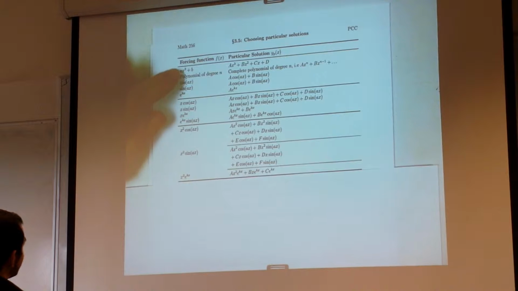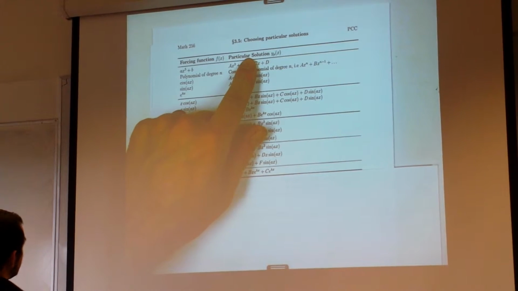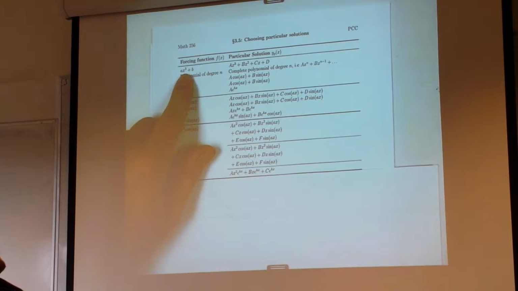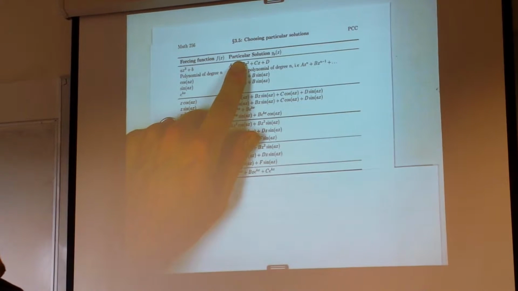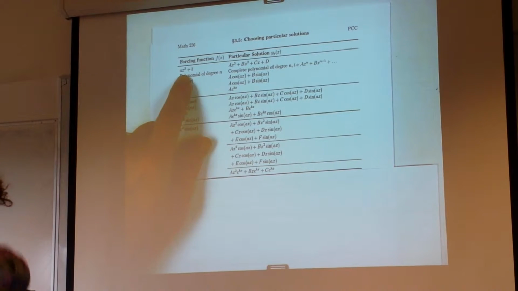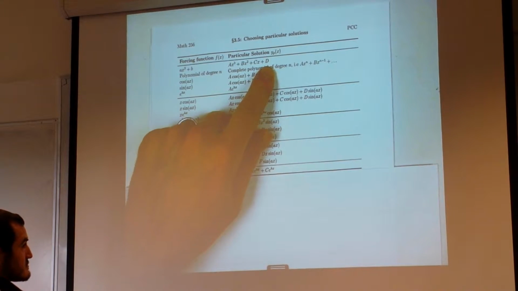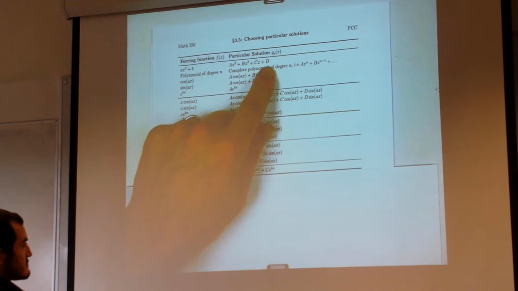So if you have a forcing function that's cubic, for instance, the particular solution that we would try after this is after we find the complementary functions, so the solution to the homogeneous equation. The form of the particular solution that we would try is a general cubic that has all the forms of its derivatives present as well. So ax cubed plus bx squared plus cx plus d.